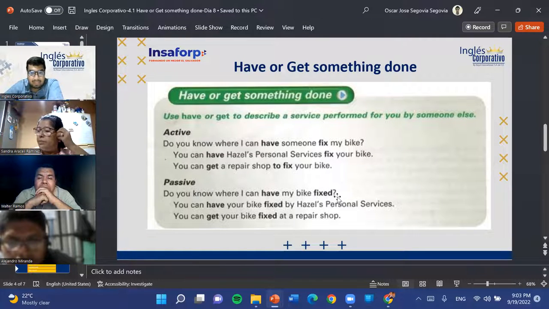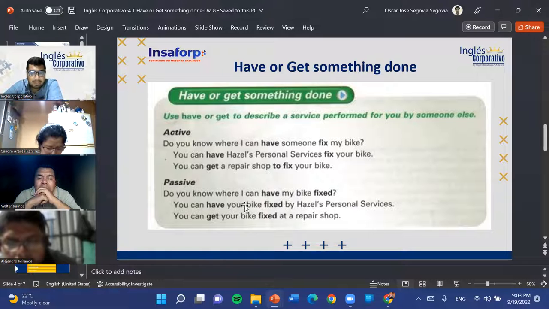And another thing that we have to keep in mind is that when we use the passive voice, we're also going to be using the past participle of the verbs. Therefore, fixed is the main verb of this specific occasion. So, do you know where I can have my bike fixed? Now, the examples for answers are, you can have your bike fixed by Hazel Personal Services.